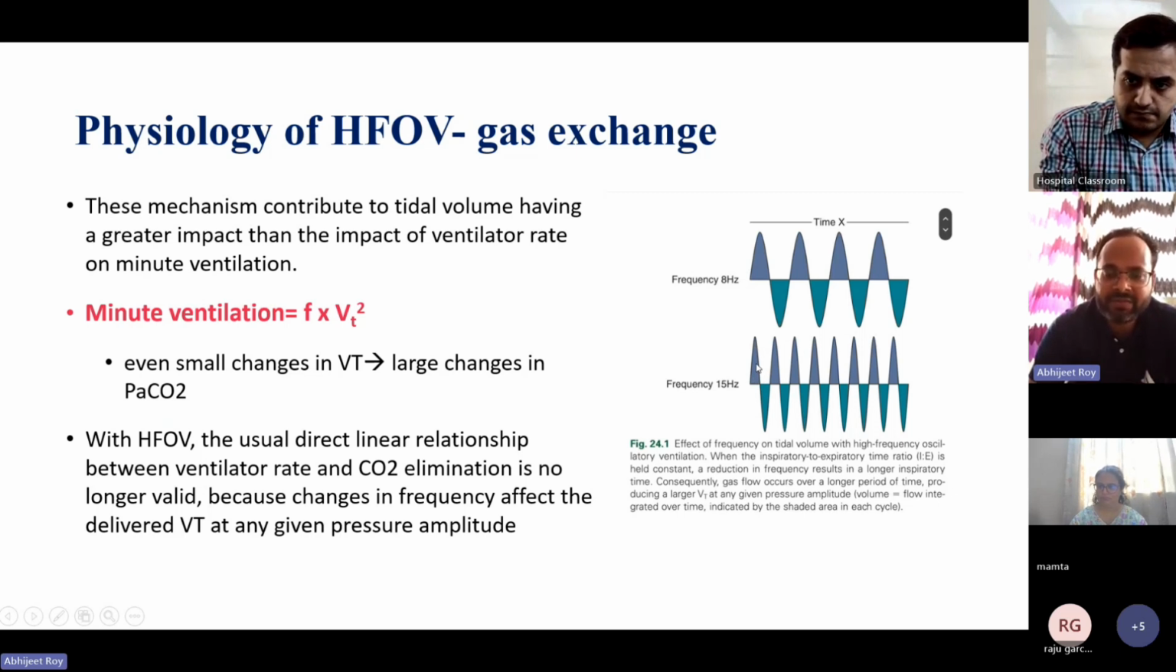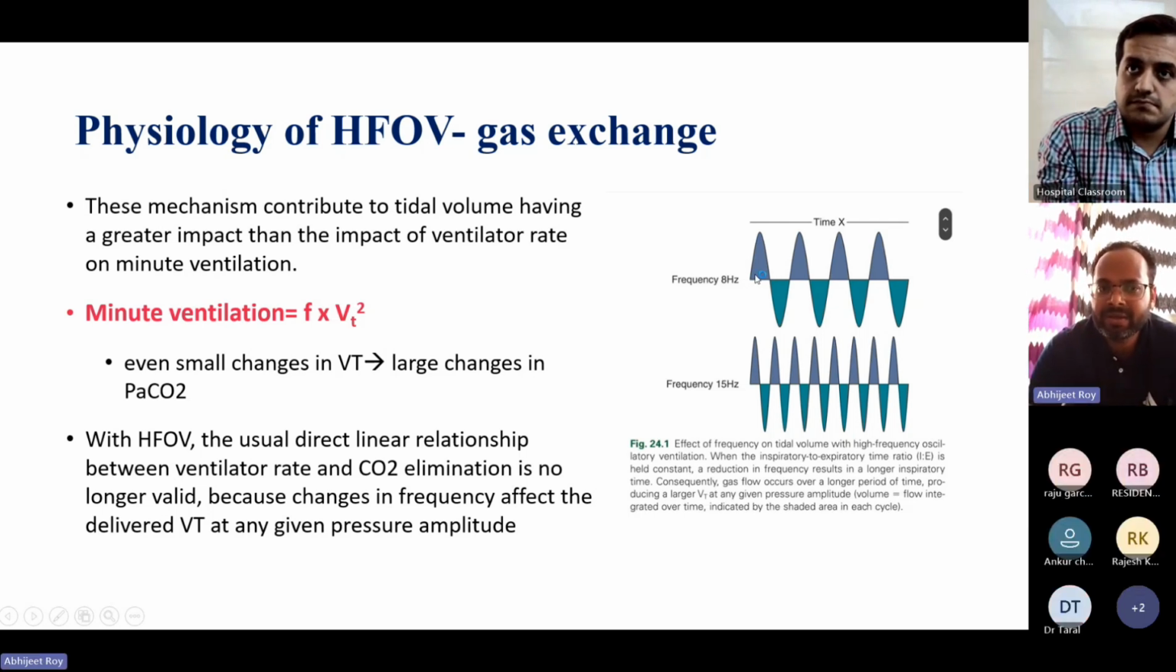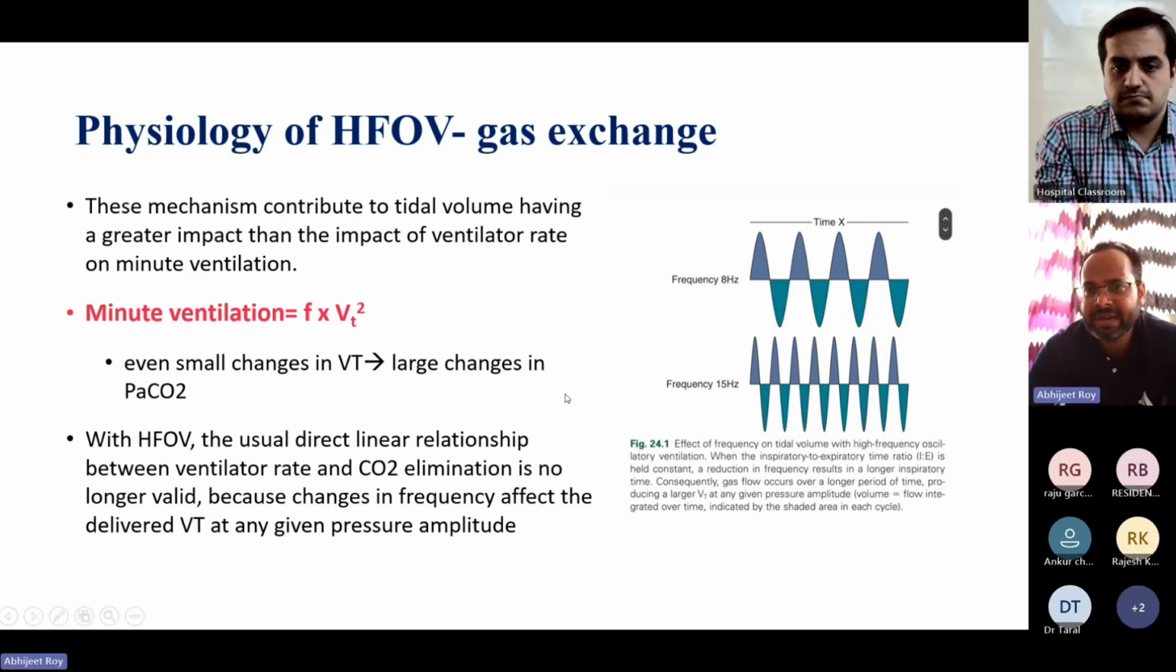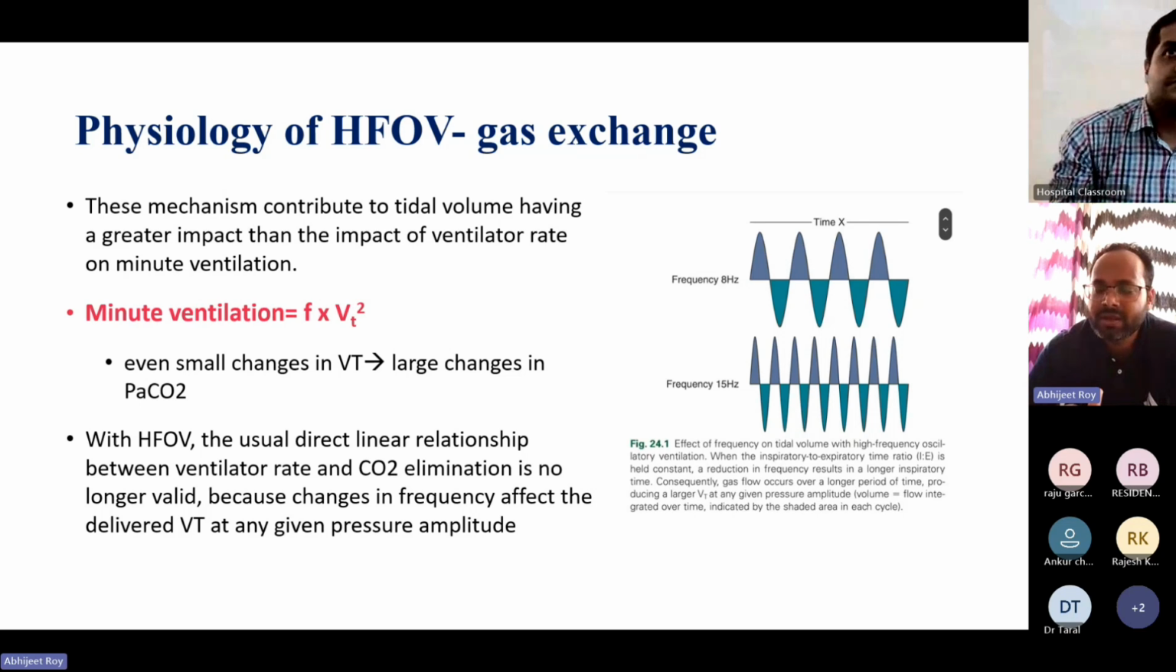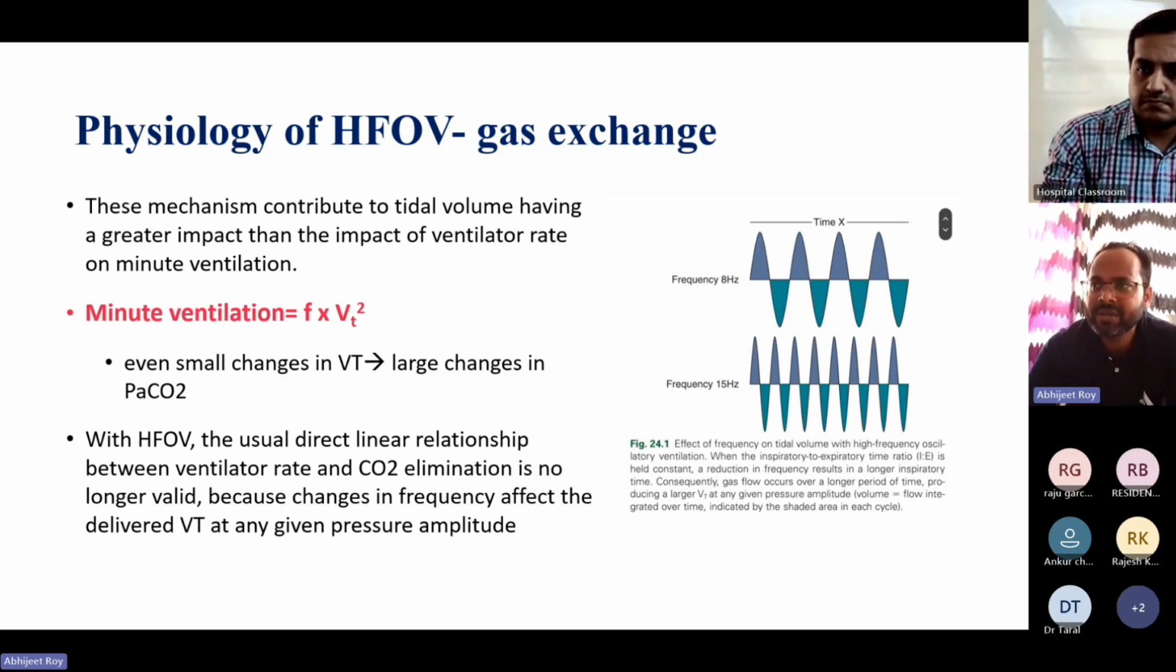So in high frequency ventilation, if we increase the frequency, then the tidal volume delivered will be smaller and the square will be smaller. So it will result in carbon dioxide retention in the baby. But if we decrease the frequency, then the area under the curve will increase, tidal volumes will increase, and therefore there will be better ventilation and better carbon dioxide removal. So classically, as we understand in conventional ventilation, there will be removal of carbon dioxide if we increase the frequency or rate. But in high frequency ventilation, if we increase the frequency, there will be decreased carbon dioxide elimination. And if we decrease the frequency, there will be increased carbon dioxide elimination.